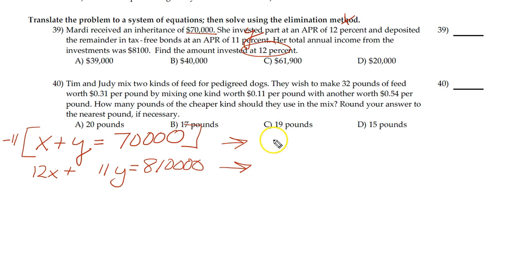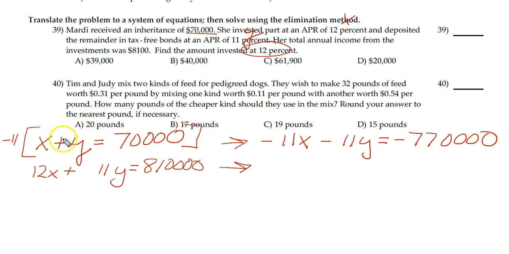So negative 11 times this is a negative 11x. Negative 11 times the y is a negative 11y. And then a negative 11 times this is a negative 77 with 4 zeros. Now I did these already too, so not trying to do that from the hip here, so to speak. So now this one we just rewrite the equation. This is going to be 12x plus 11y equals 81 with 4 zeros.